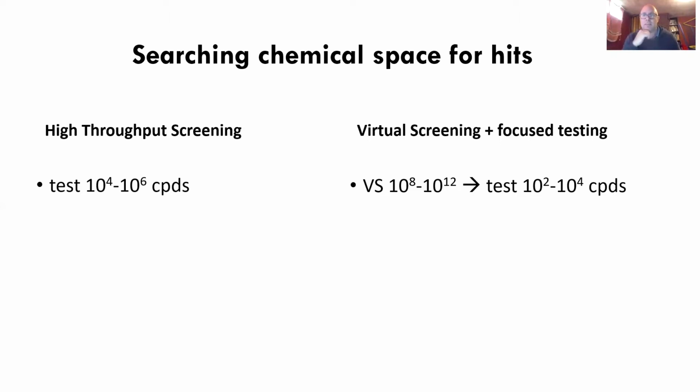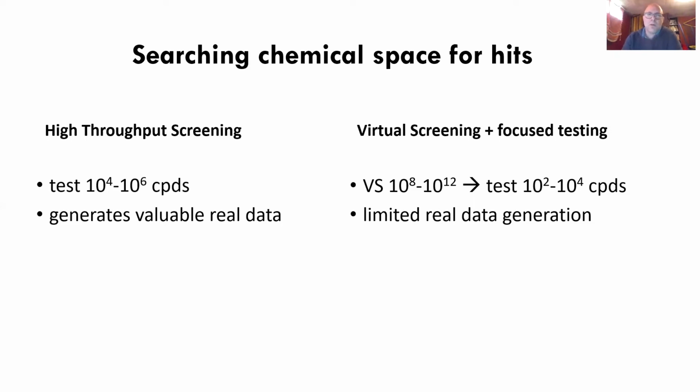Now, HTS has the upside that it generates a lot of useful data. You get a lot of data from HTS. And the downside of virtual screening with the focused testing is that you're limited to just the real data that you got for the 100 or 10,000 compounds that you tested in the focused screen. HTS is very expensive, whereas virtual screening with the focused testing is relatively cheap.